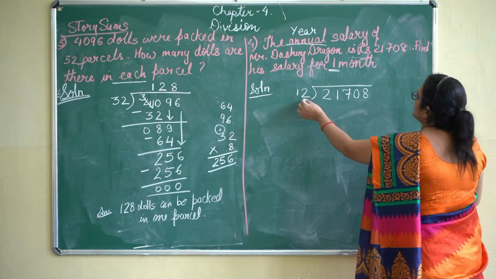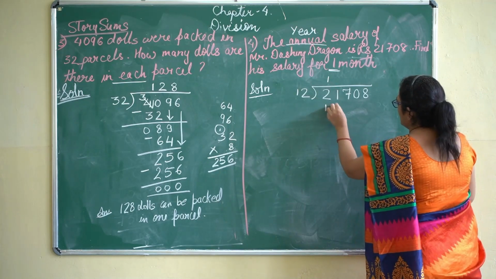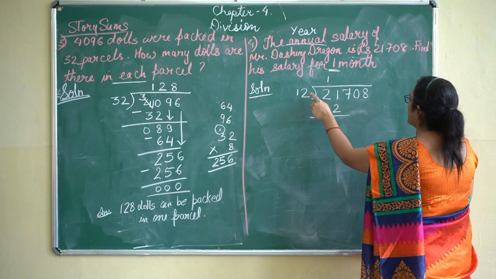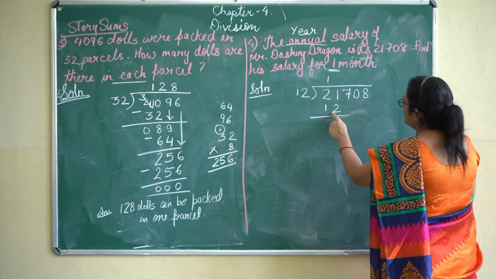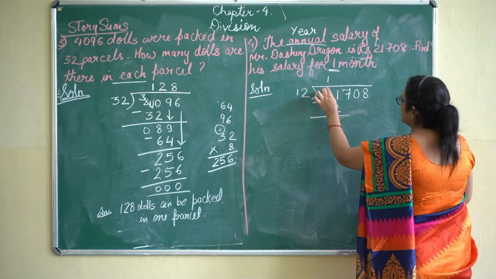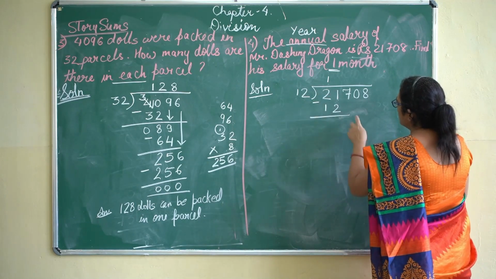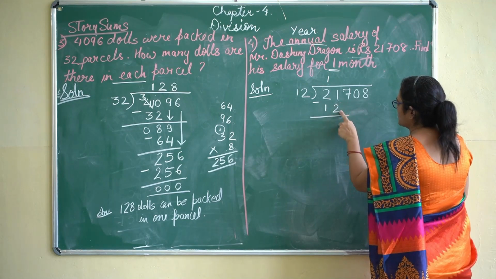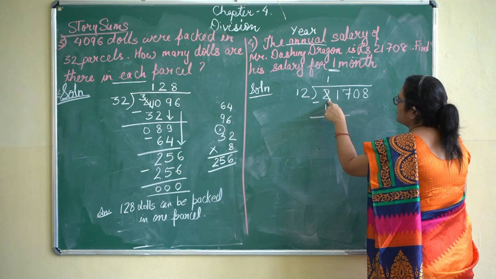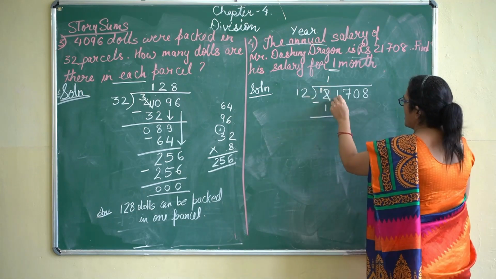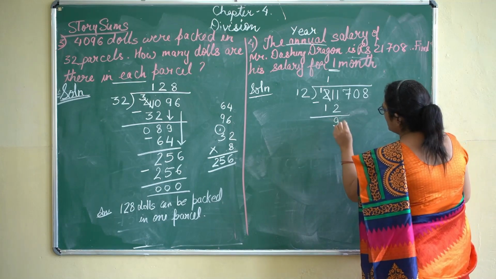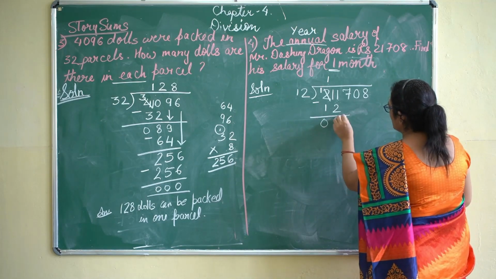How will you do it? 12 ones are 12. 12 twos are 24. 24 will be greater than 21. We have to take 1 time only. 12 ones are 12. Next step, subtraction. So how will you subtract? 1 minus 2, can we subtract? No. What do we have to do? Borrow. We will take the borrow from 2. 2 will become 1 and this 1 will become 11. 11 minus 2 is 9. 1 minus 1 is 0.